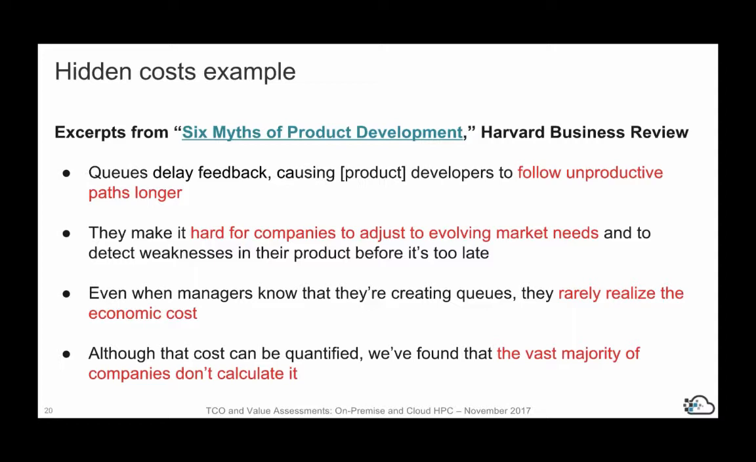Here's another example of hidden costs, this coming from an article in the Harvard Business Review. The article was called The 6 Myths of Product Development and said this about creating any type of queue, whether project or resource. Queues delay feedback, causing developers to follow unproductive paths longer. Queues make it hard to adjust as the market changes and evolves. And queues have economic costs that most companies do not calculate.